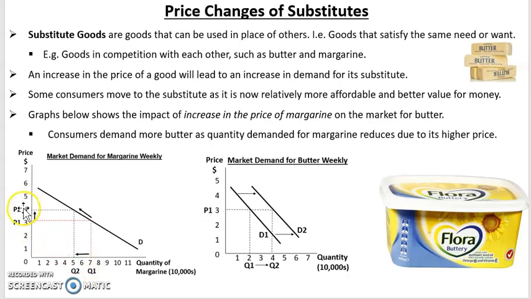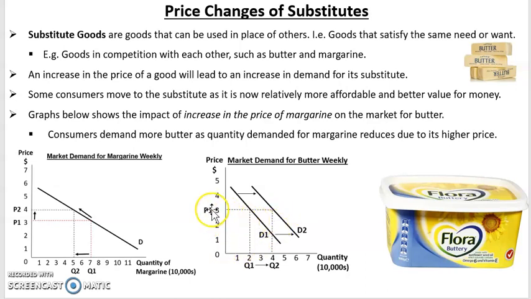to $4. These people who were previously consuming margarine at Q1 but are no longer at Q2, they still have that same want, that same need for a spread. And so some of these consumers will move over to the butter market. So the butter market will see an increase in demand because its substitute has had an increase in its price. This is the substitution effect here.